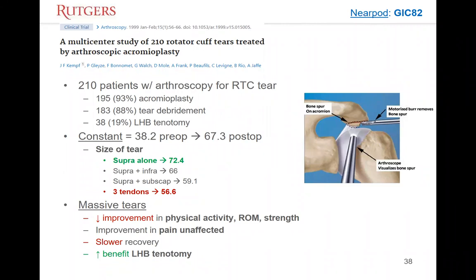When you isolated just massive tears in their study, they found reliable improvements in pain, but very little improvement in physical activity, range of motion, and strength. They also demonstrated a slower recovery process in these people. While this was a low-powered study with no control group, it did show that patients with massive tears are unlikely to recover a substantial amount of function with this limited procedure, although it might be substantial enough for pain relief.